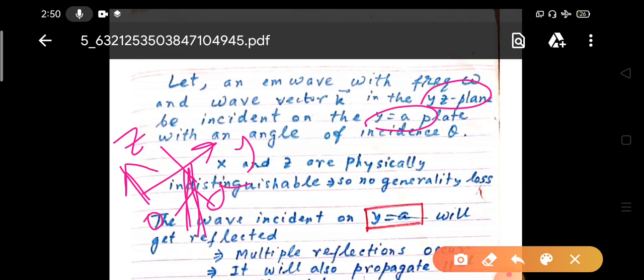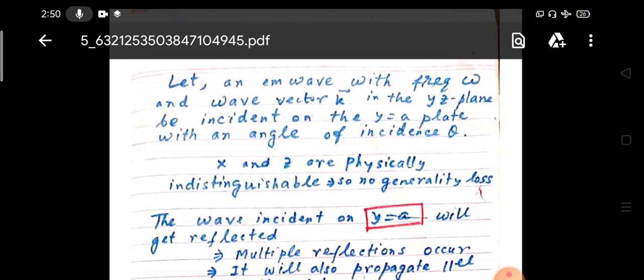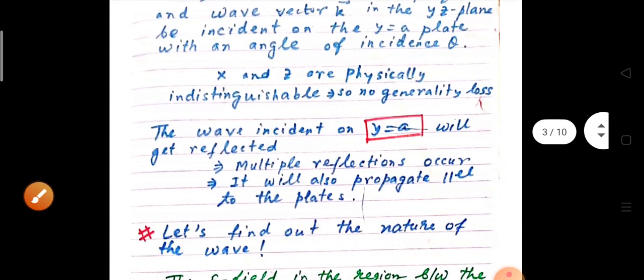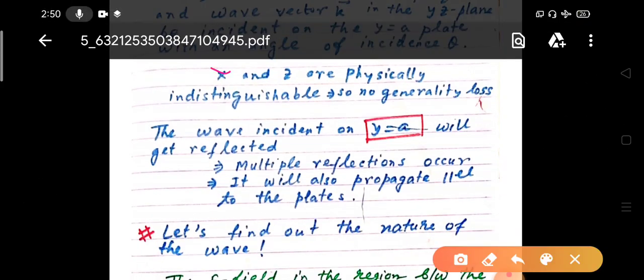And now y and z are physically indistinguishable, because this is also a conducting plate and here is also a conducting plate. So for the light, whether it is incident along this direction or reflecting from that direction, both plates behave the same for the electromagnetic wave. So there is no loss of generality.